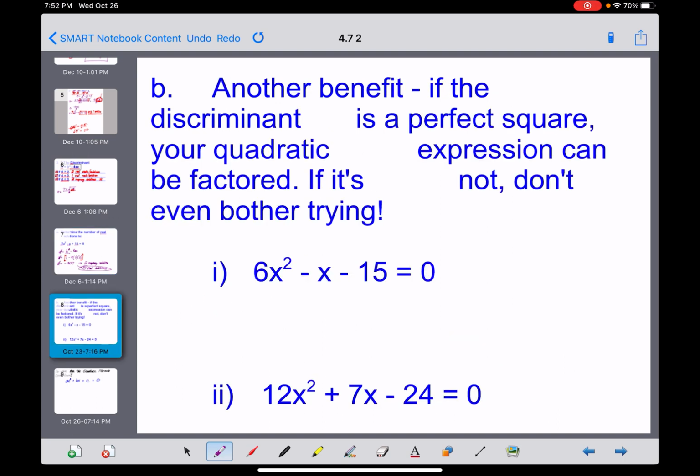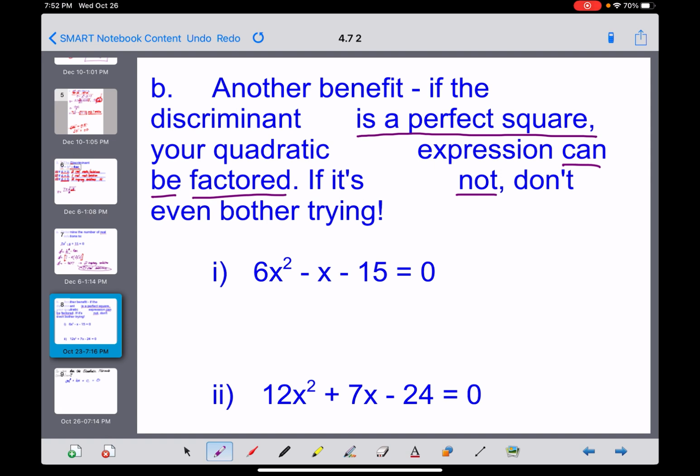Now, I wanted to throw one other thing at you here. Sorry, guys, my spacing here is ugly. This is something that's pretty cool, too. A secondary benefit of the discriminant is this. If your discriminant is a perfect square, that means that your quadratic expression can be factored. Interesting. And if your discriminant is not a perfect square, don't bother trying because it can't be factored. So I just wanted to show you two quick examples here to illustrate that point.